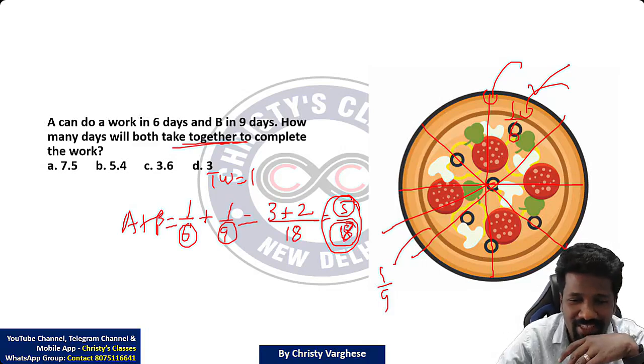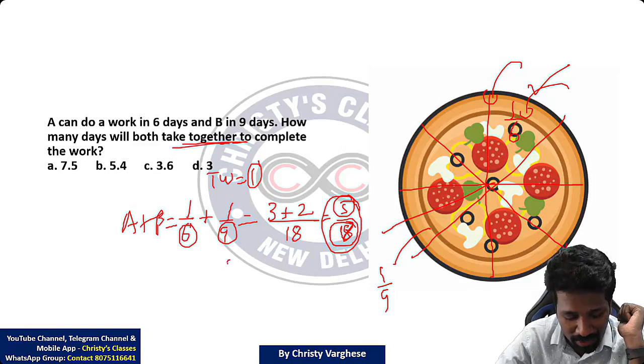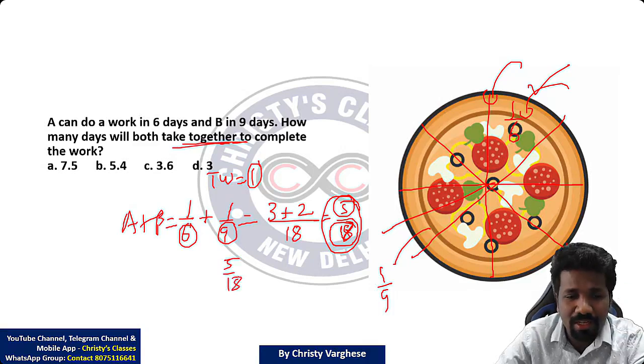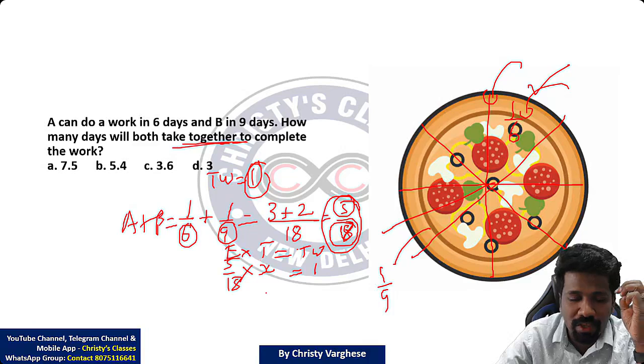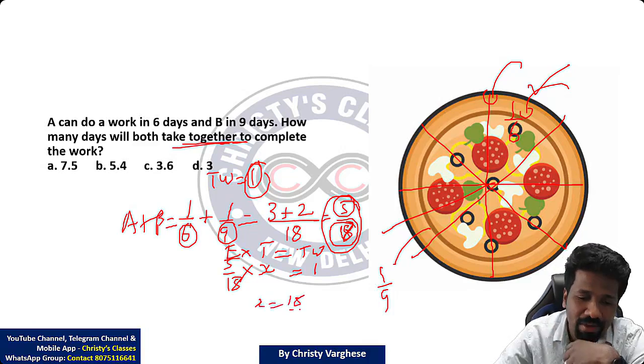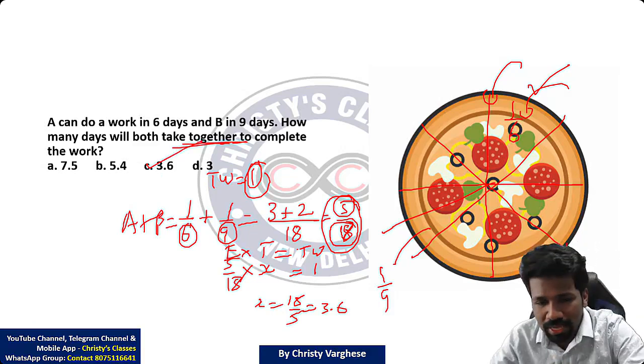Yeah, here the fraction is there. Logically thinking to get the total one work is a little tricky. That is where you can use the idea of speed or efficiency. 5/18 means 5/18 of the total work can be done per day, meaning efficiency is 5/18. Efficiency into time is total work. We don't know the time. We assumed total work is 1, so 5/18 into x is 1. So x is 18/5. If you divide it, you will get 3.6. Option C is the answer.